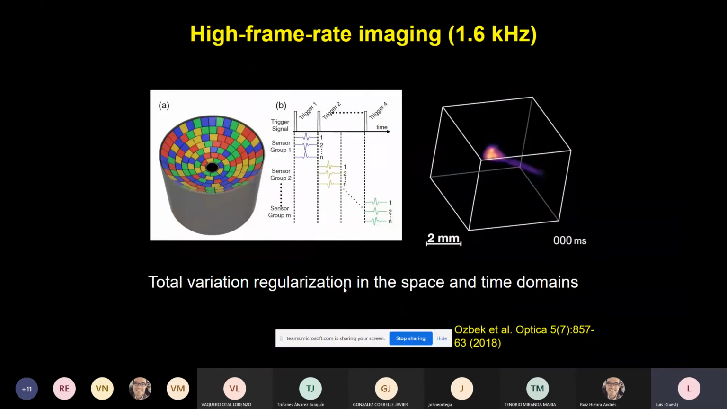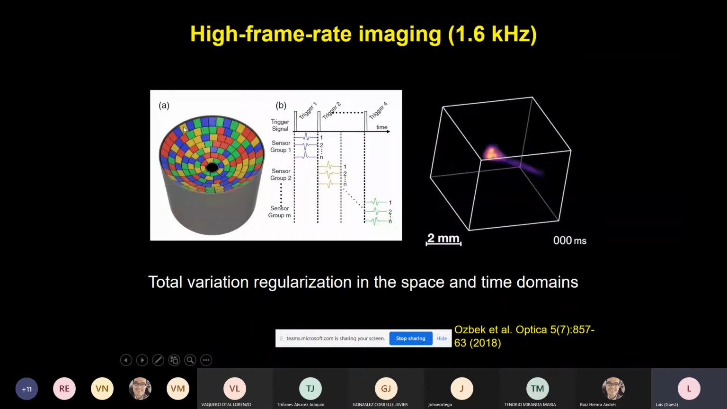what we call high frame rate optoacoustic imaging, which could reach up to 1.6 kilohertz. Our current bottleneck is the data throughput capacity of the system. If we acquire many signals many times per second, there is a moment in which there's too much data that we cannot handle. So what we do instead is to acquire, for every laser pulse, only a given number of elements, for example, the red ones.